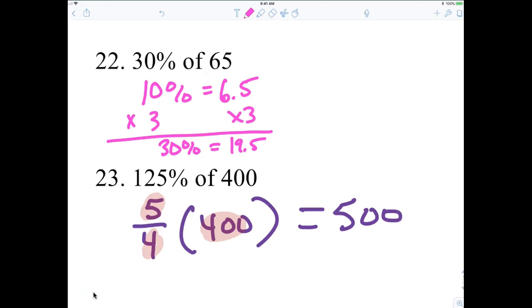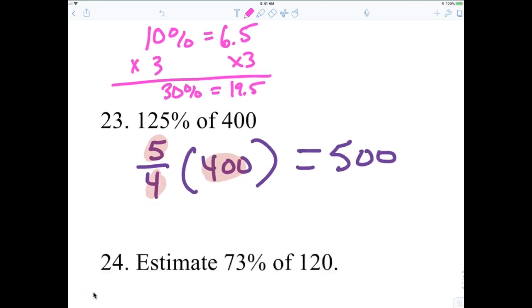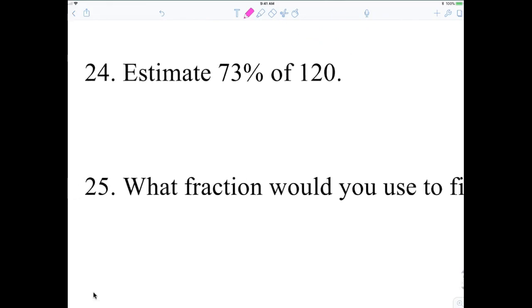Any questions? Mentally is important. Understanding the numbers. But you've got to speak up now. Everybody good? All right. Let's check out 24. Now we're estimating.